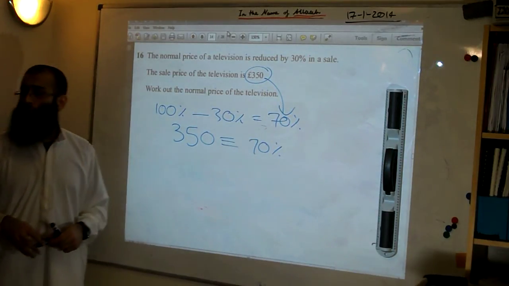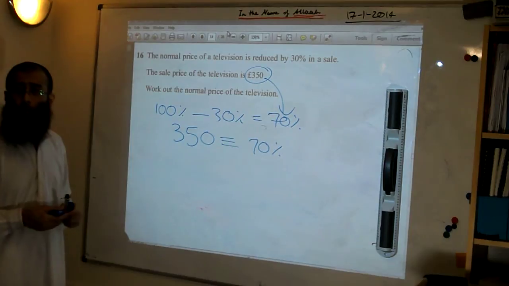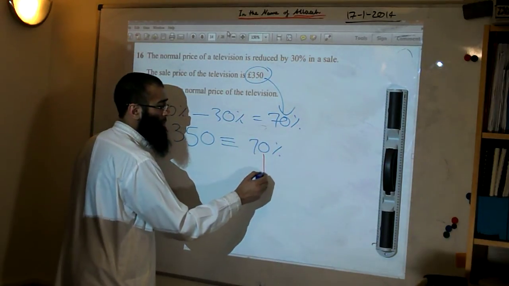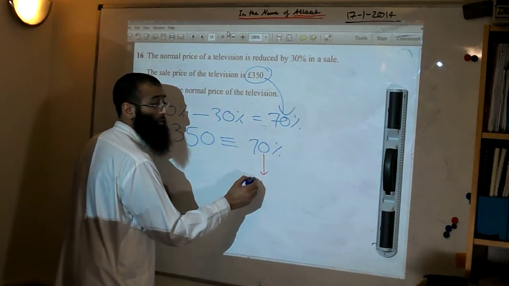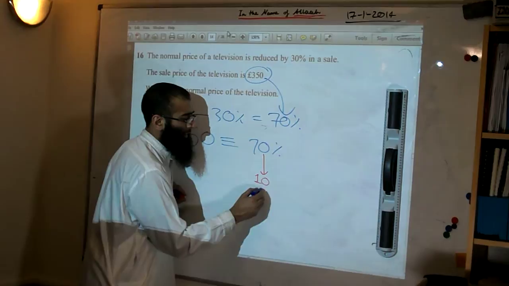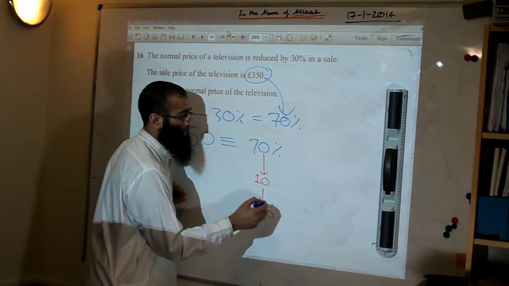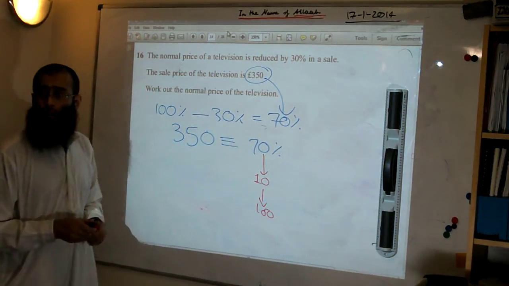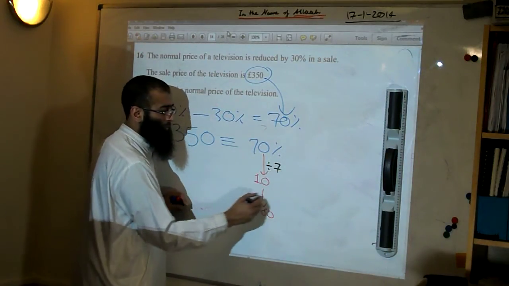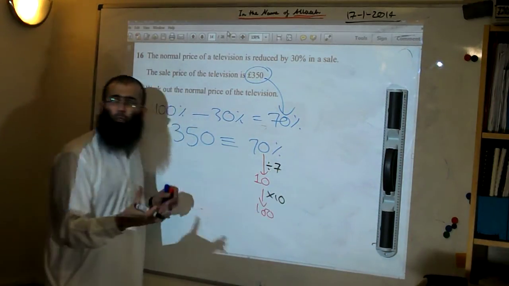What we need to do now is work backwards from 70% to 100%. So how do we get from 70% to 100%? If you want to do it in 2 quick steps, 70 down to 10 and then 10 up to 100. Excellent. So how do we get from 70 to 10? Divided by 7. How do we get from 10 to 100? Times by 10. Okay, that's just a way for us to think about it.